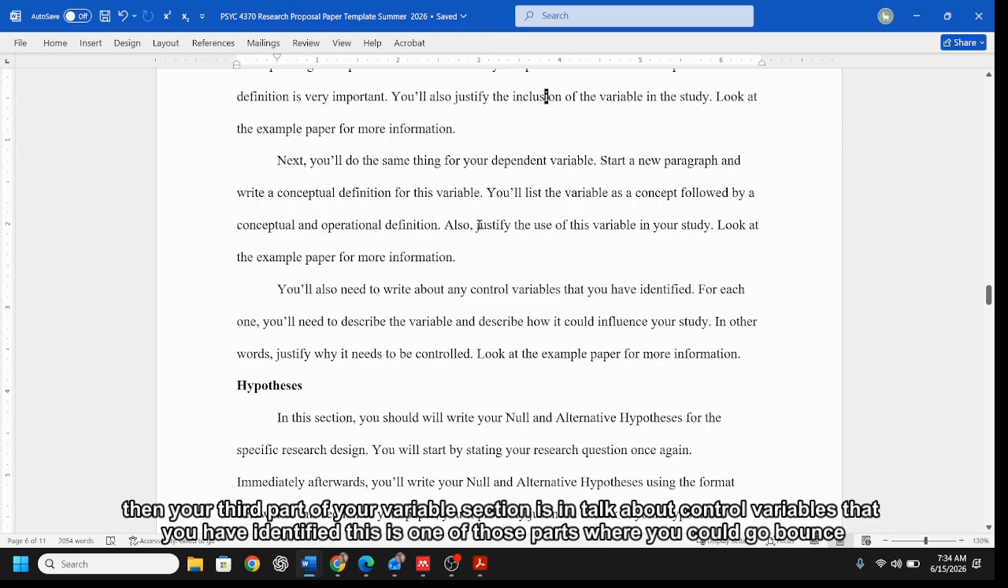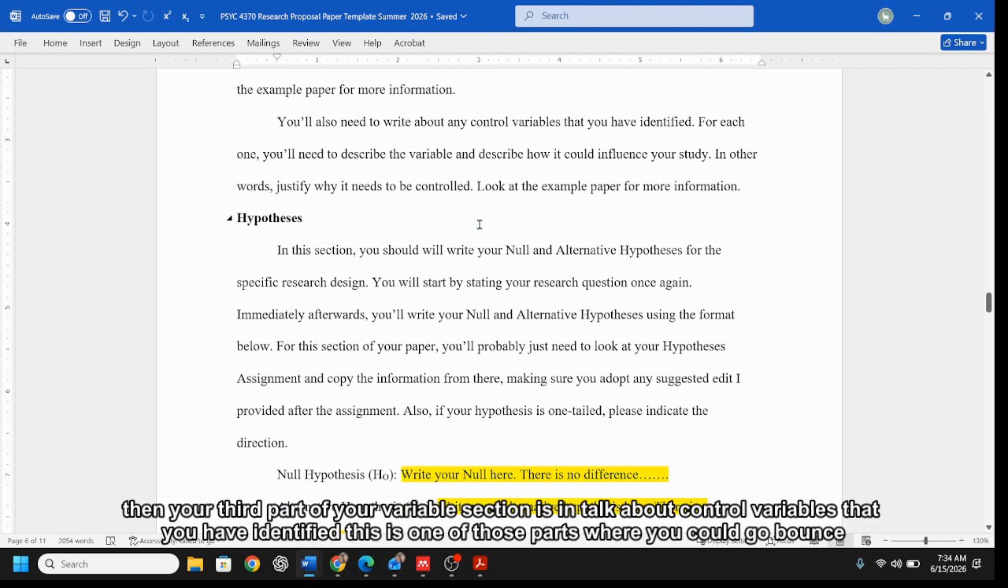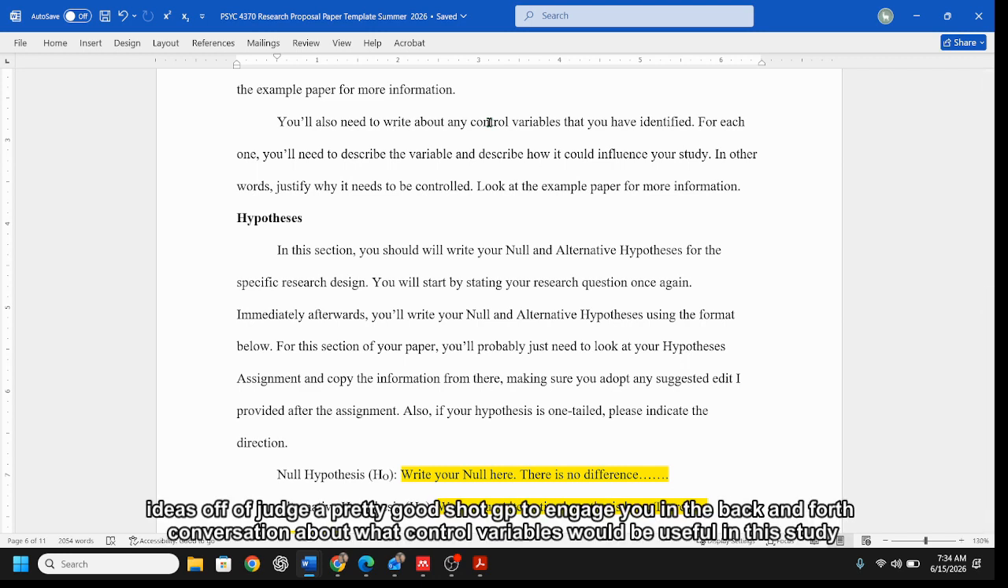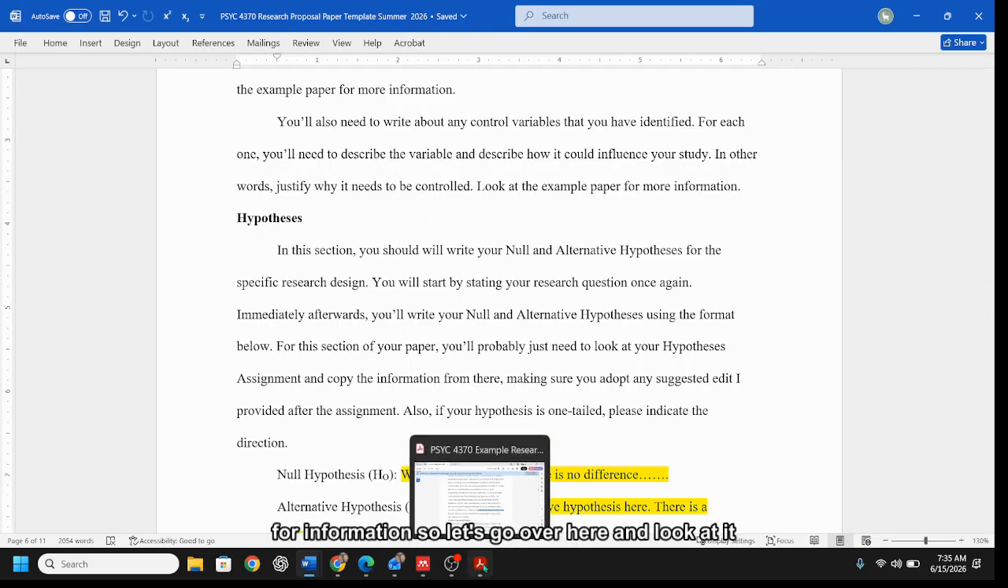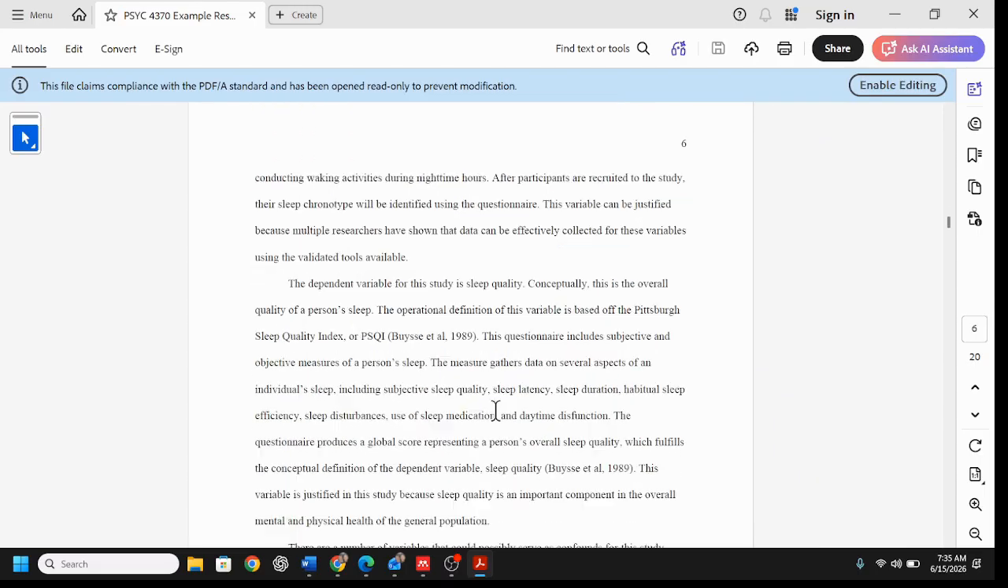Then your third part of your variable section is going to talk about control variables that you have identified. This is one of those parts where you could go bounce some ideas off of ChatGPT. Get ChatGPT to engage you in a back and forth conversation about what control variables would be useful in this study. That is a totally appropriate use of AI. But when you go back to your paper, write it in your own words. Now, I told you need to justify why those variables need to be controlled and to look at the example paper for information. So let's go over here and look at it.